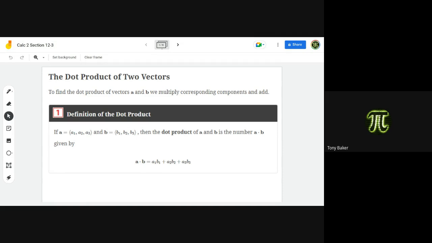We're going to look at dot product. We'll show you how to find it, and then we're going to see how it's actually used to do stuff. So one of the big things that the dot product helps us do is find angles between vectors, which is very helpful.